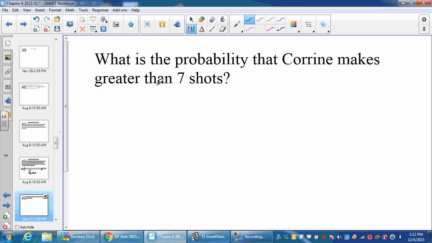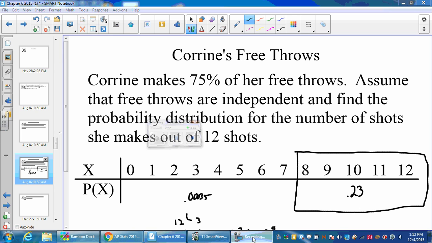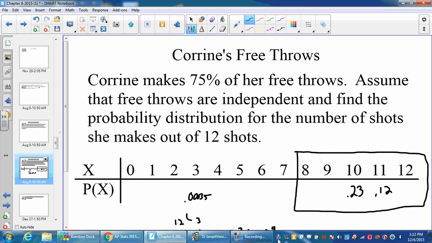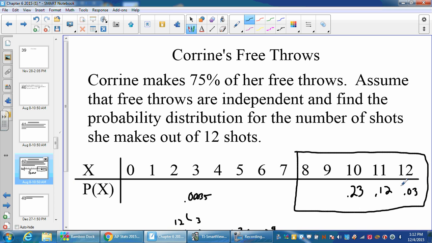Now what's the probability she makes greater than 7 shots? Greater than 7 shots, you look at this and think, oh no, greater than 7 shots. We're going to go from 8 all the way to 12. So we can take out our calculator. Now we just need to hammer this out, change this to 12, change this to 11. I'm going slow, but hopefully you get the point. And you could find all of those values and add them up.